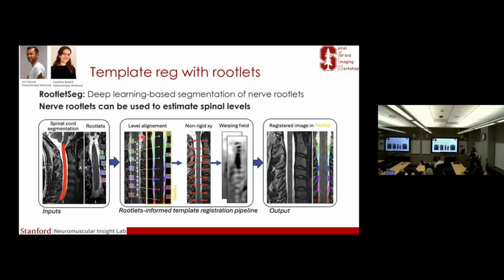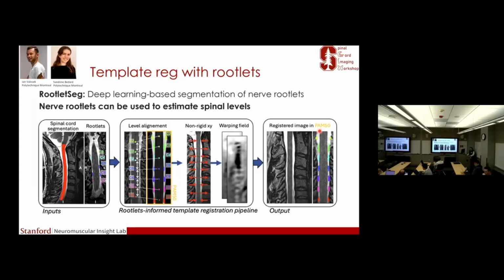Then basically we do this level-based alignment. So instead of aligning the disc, we align the spinal levels. And this is how the registration works. And then you can see the registered image in the PAM50 space.